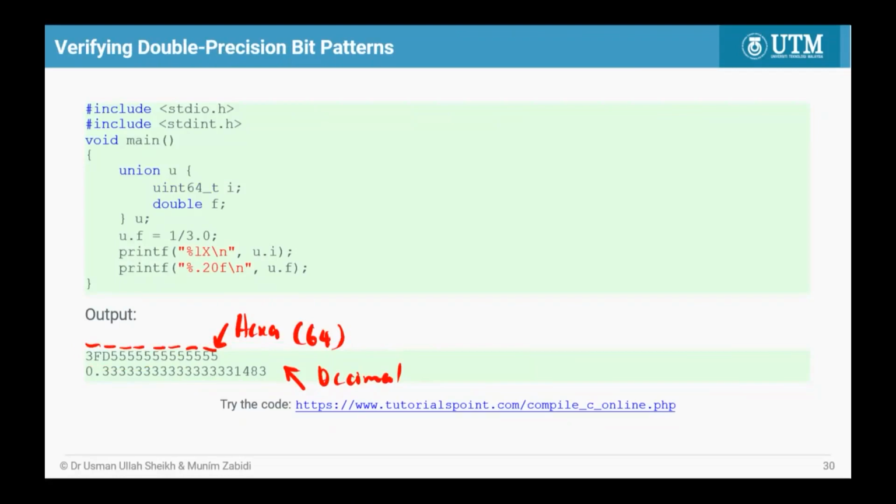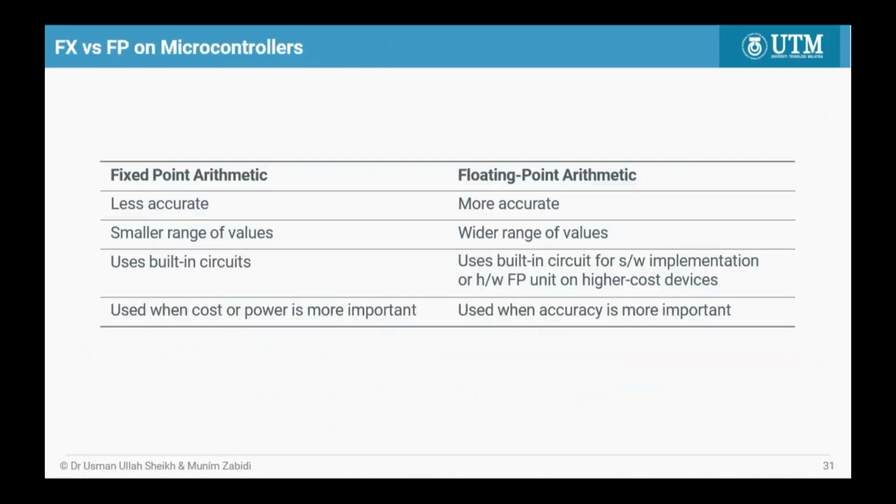Okay, and now moving to this slide here. So this is the fixed point versus the floating point. Since both fixed point and floating point can be used to represent a fractional number, now we're going to see what the differences are between these two formats. For fixed point arithmetic, it's less accurate compared to floating point arithmetic. The floating point fractional number is more accurate compared to the fixed point, and fixed point has a small range of values. If you look at the Q.7 earlier, only up to 7 decimal places, but this one here has a wider range of values.